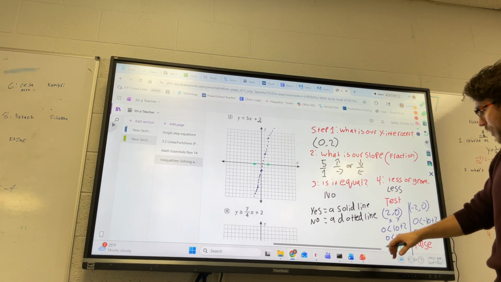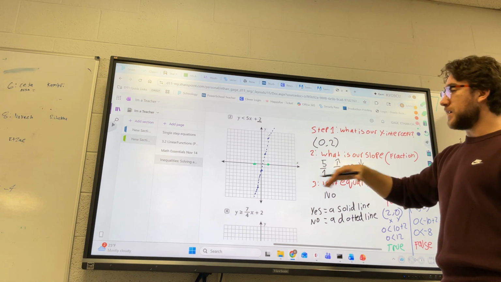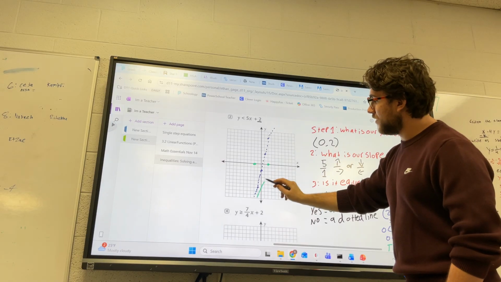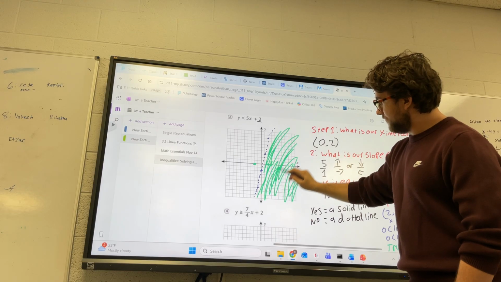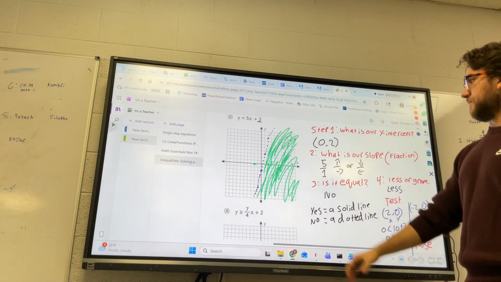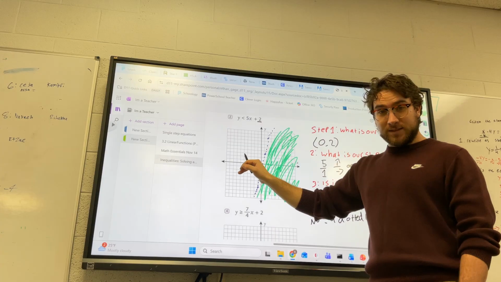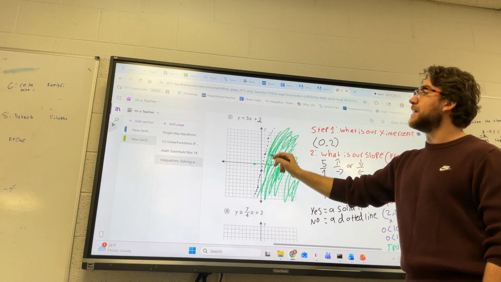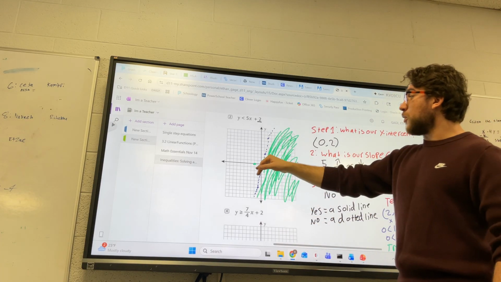We see that this point is true. Everything on this side of the graph is going to be true. Our last step is to shade this all in. Everything over here is going to be true. This point and everything on that side will not work. The line itself also doesn't work because that point would be equal.